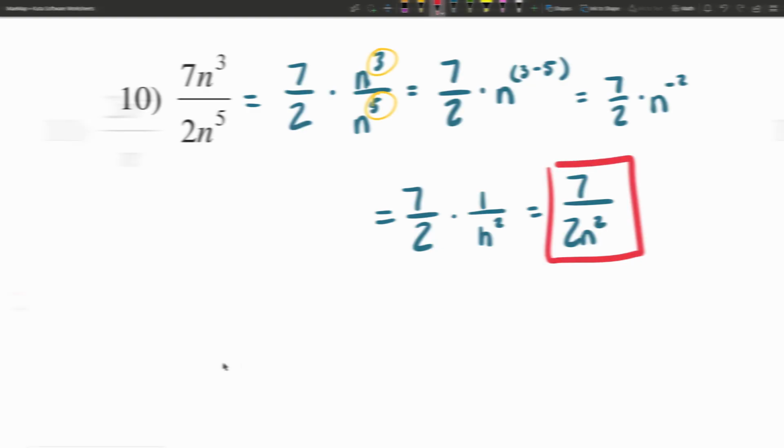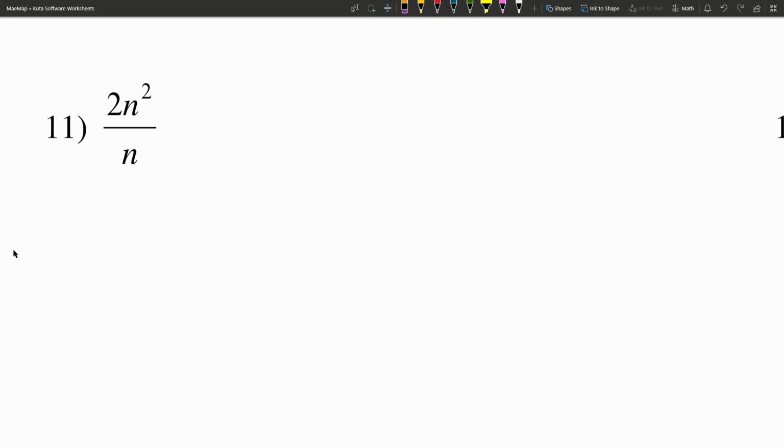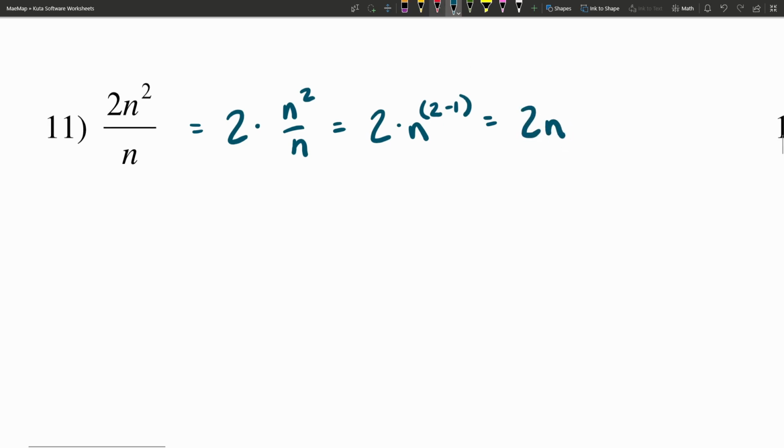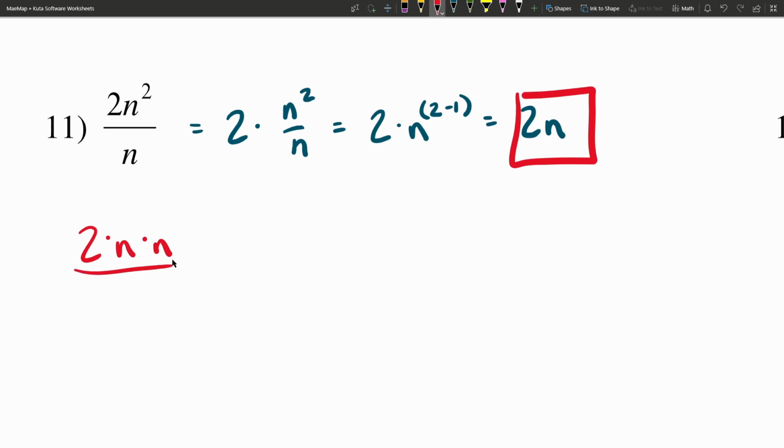Let's move on to that second page. In number 11, we have 2n squared all over n. So we're going to have 2 times n squared over n, which is just 2 times n to the 2 minus 1, or 2 times n to the first, or 2n. Looking at this visually, just to remember, we have 2 times n squared, all over n. One of those n's is going to cancel out in my denominator and numerator to leave me with just a 2n. Let's move on to number 12.